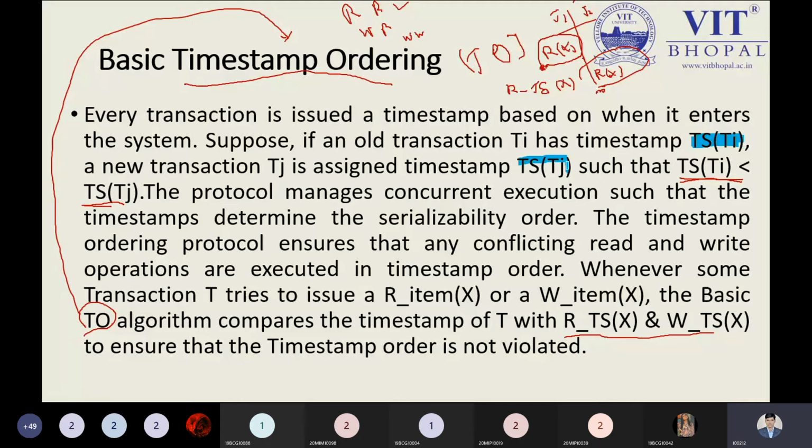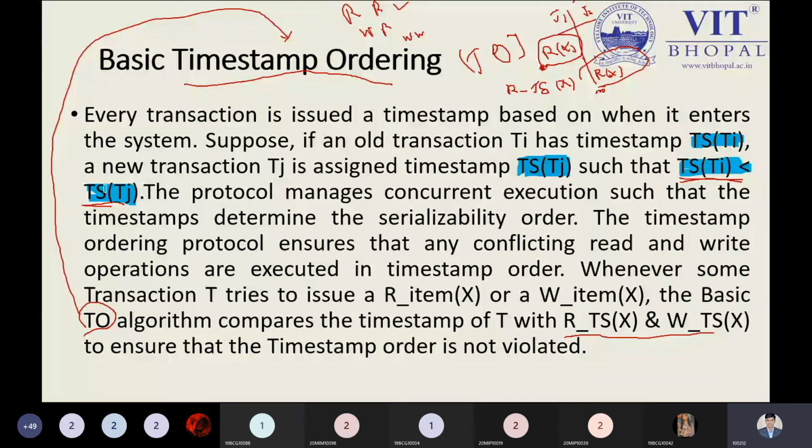In this case, TS(TI) is less than TS(TJ). What does it mean? It means the older transaction's time will be less than the new transaction's time. Definitely 8 a.m. is smaller than 11 a.m., because we have a 3 hour gap. The small value of time is 8 a.m. and the maximum time value is 11 a.m. So 8 a.m. is smaller than 11 a.m., and that is why mathematically we have the notation less than.